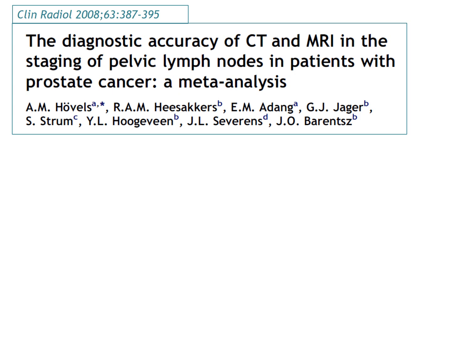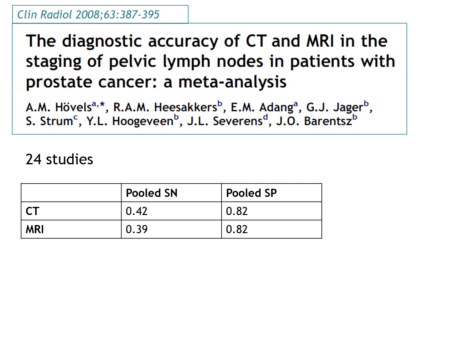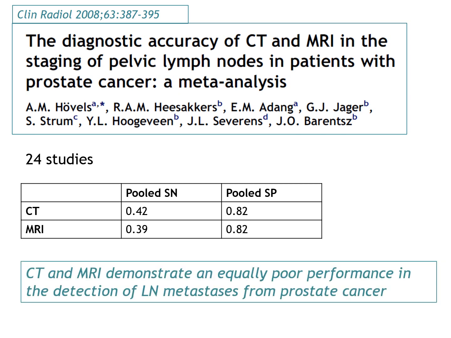There was a meta-analysis study regarding diagnostic accuracy of CT and MRI in staging of pelvic lymph nodes in prostate cancer. They analyzed 24 studies, and these are pooled sensitivity and specificity, and you can see very low sensitivity. And their conclusion was CT and MRI demonstrate an equally poor performance in detection of lymph node metastasis from prostate cancer.